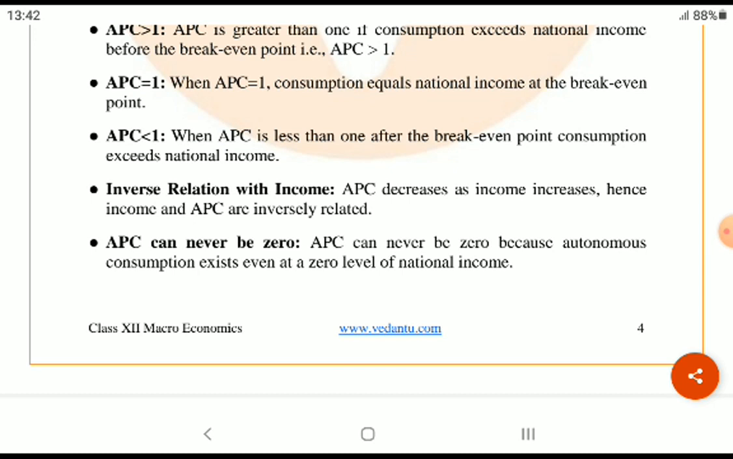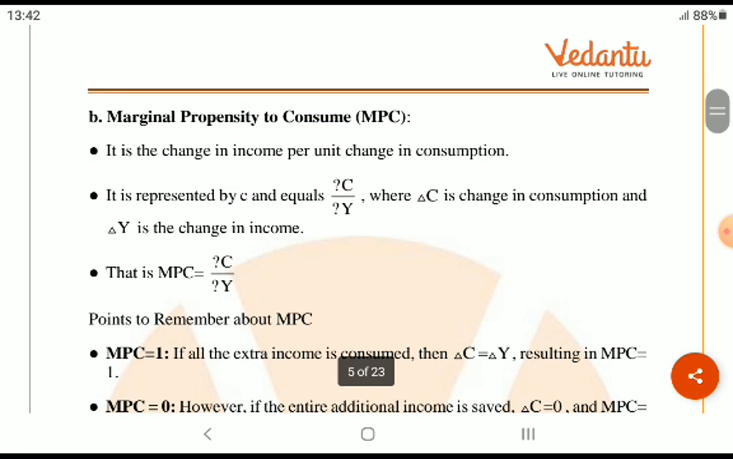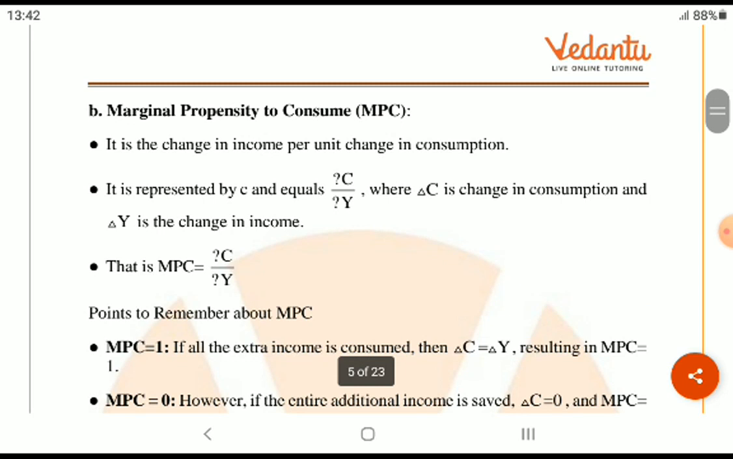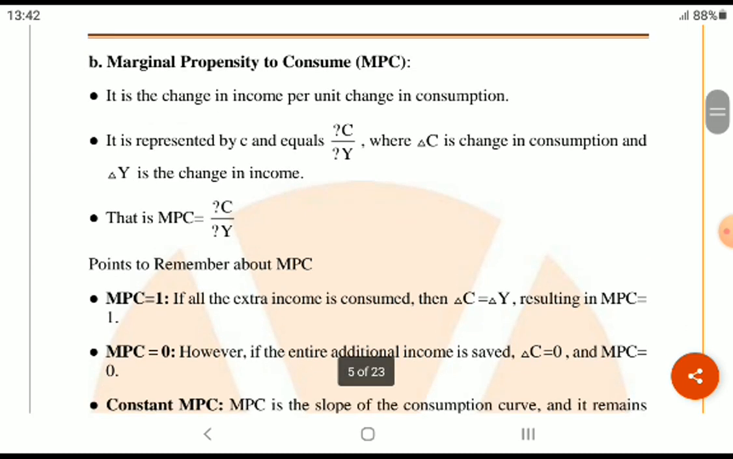Next is marginal propensity to consume, that is MPC. It is the change in consumption per unit change in income. It is represented by MPC and equals ΔC by ΔY, where ΔC is change in consumption and ΔY is change in income. That is, MPC is equal to ΔC by ΔY.